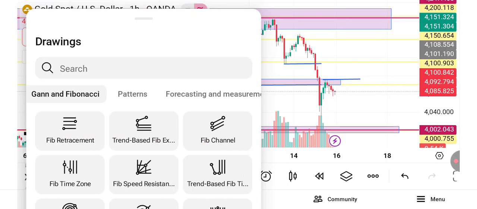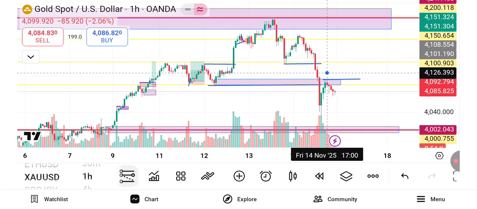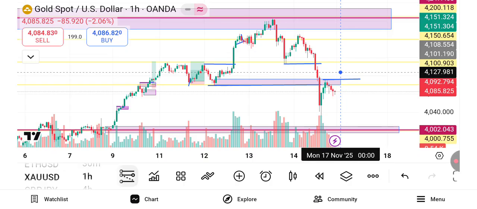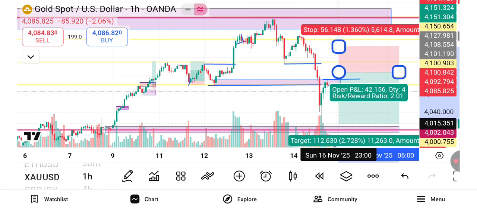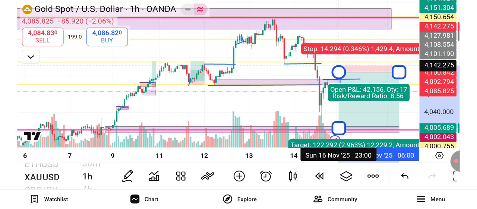Let me drop my trade for you guys. I would like to take a sell position. I would like to join the sell trend using this FVG on my 1 hour time frame. I think this trade should target this resistance. I will not target too much, but target that resistance.